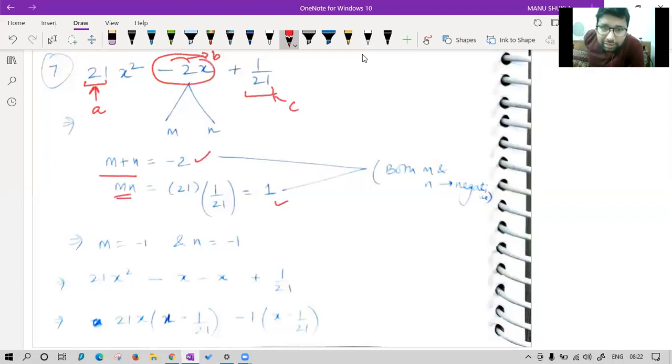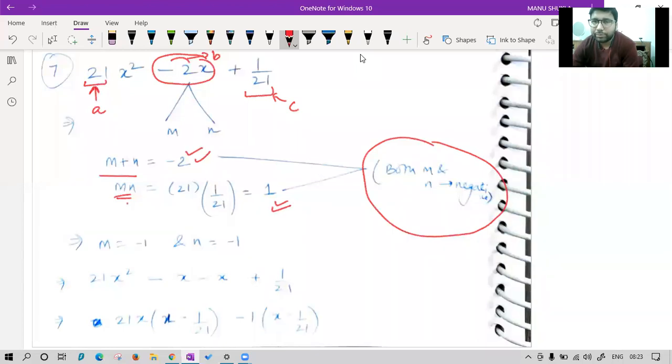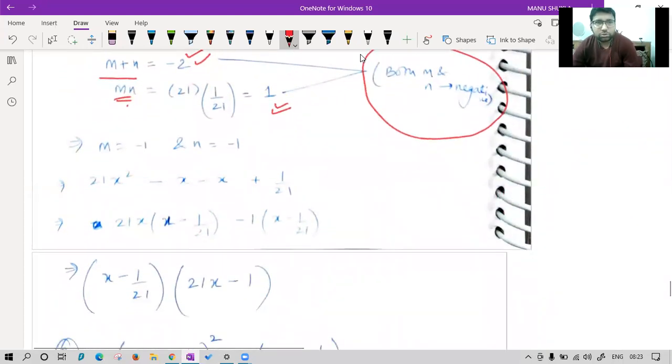So quite simple. First, we have to see the sign of m and n. As the sum is negative and the product is positive, both the numbers are negative. Class, if two numbers add to give a negative and multiply to give a positive, that means both numbers are negative. So we have minus m, minus n. Now we just need to find the values of m and n. Not that clear? Don't worry.